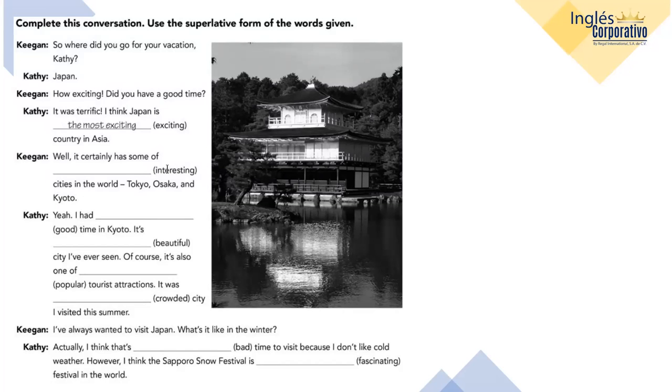Interesting. Some of the most... The most. Exactly. Very good. Again, the most interesting. Okay, so some of the most interesting cities in the world. Tokyo, Osaka, and Kyoto. Yeah, I had the best time in Kyoto.